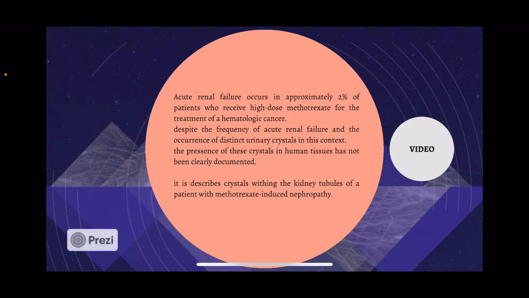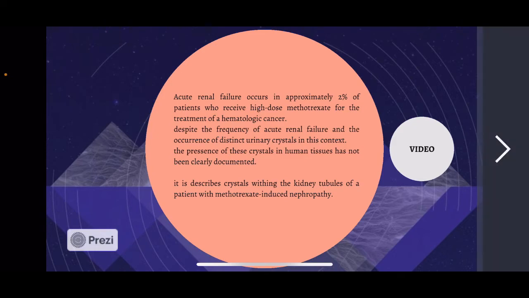Despite the frequency of acute renal failure and the occurrence of distinct urinary crystals in this context, the presence of these crystals in human tissues has not been clearly documented. Here we describe crystals within the kidney tubules of a patient with methotrexate-induced nephropathy.